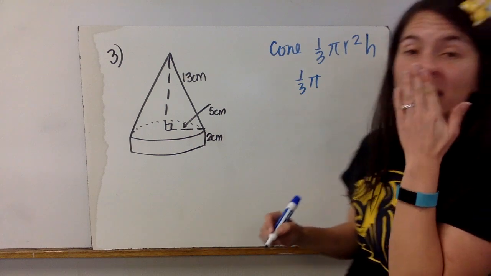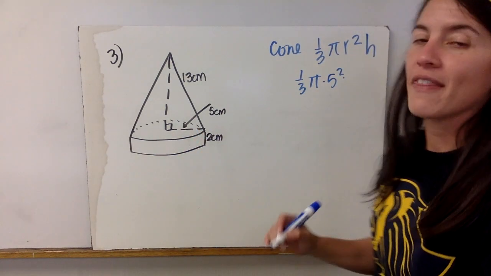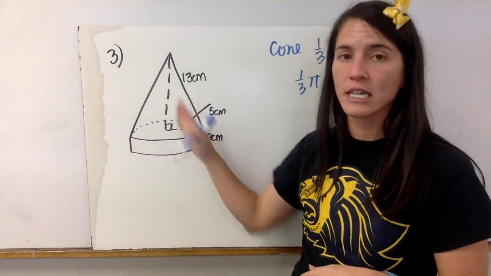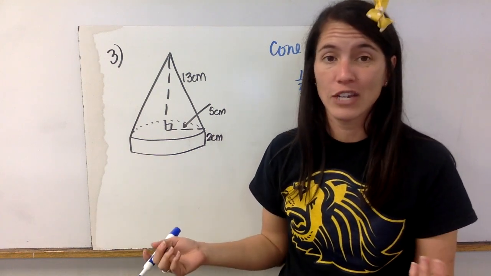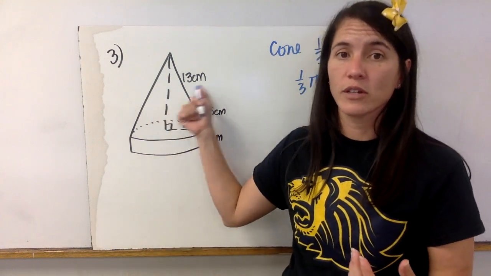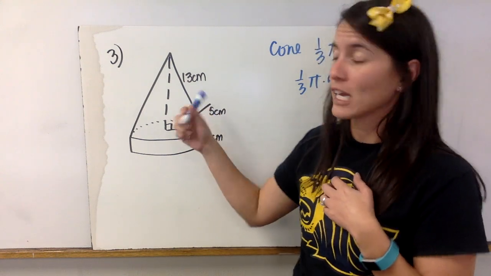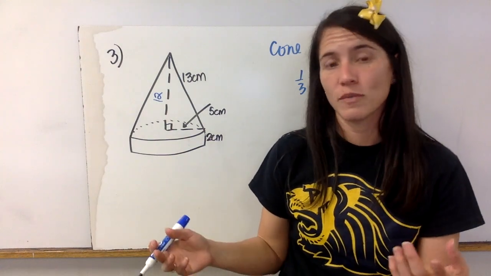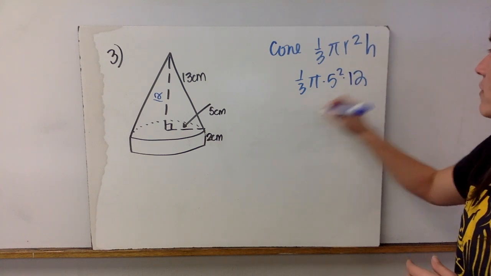1/3 pi. Now the radius of the cone, we have it right here, is 5. And the height of the cone would be the straight line up and down. 13 is the slanted, so we would need to go straight up and down. So you have a couple of options. You can use the Pythagorean theorem and do a squared plus b squared equals c squared, but I know that this is a Pythagorean triple, 5 and 13, so that means this has to be 12. If you don't know that, then you can do the Pythagorean theorem to find the missing height. So this would be times 12.